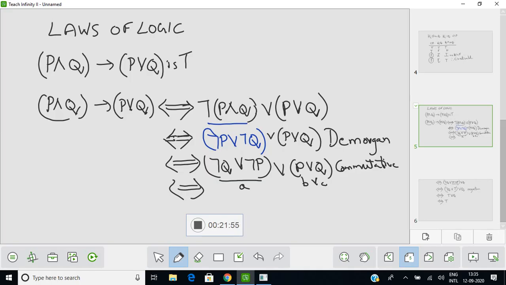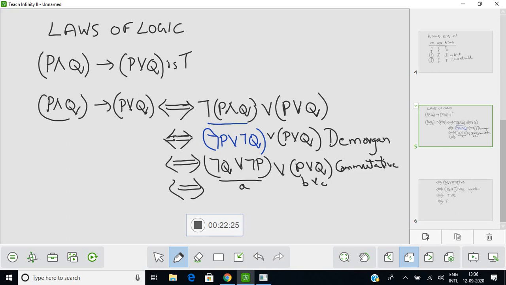Then I start applying the commutative law. For the first term, it reduces to negation Q or negation P. I retain the second term, P or Q. Now I club the first term, negation Q or negation P, as my A, or I take P as my B, and or I take Q as my C. So my formula is A or B or C. What I'm going to do is apply the associative law.